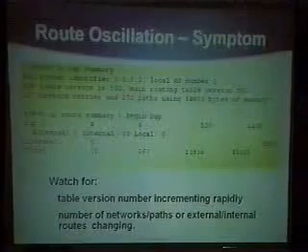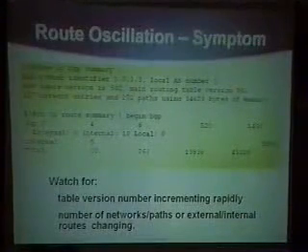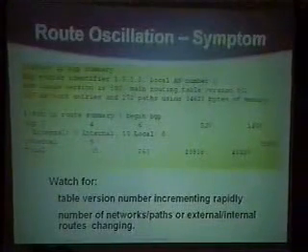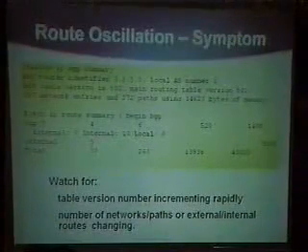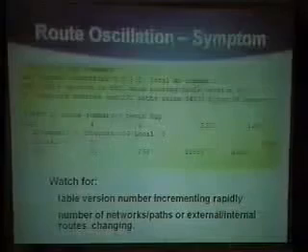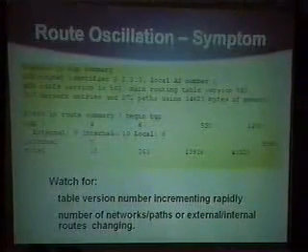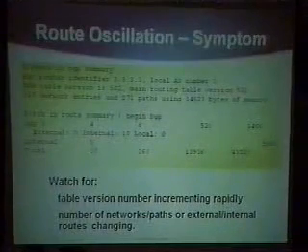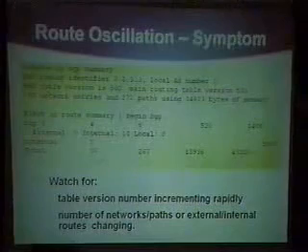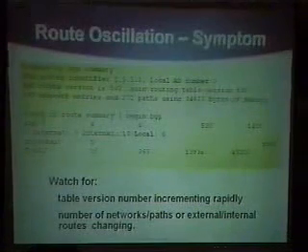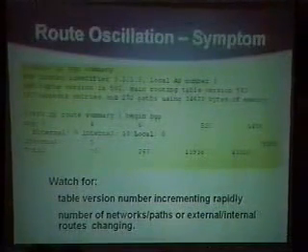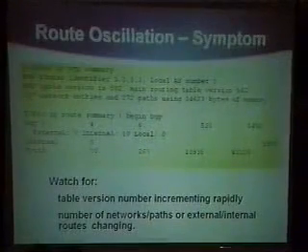We do a show IP BGP summary. We don't really see anything unusual. I've chopped out the output a bit. A bit suspicious, the table version number is a bit high. That's a big giveaway. If the table version number on a couple of peers is racing away ahead, you see a lot of announcements from a couple of peers, then you've got to start worrying. Something could be going wrong. There could be an oscillation there.